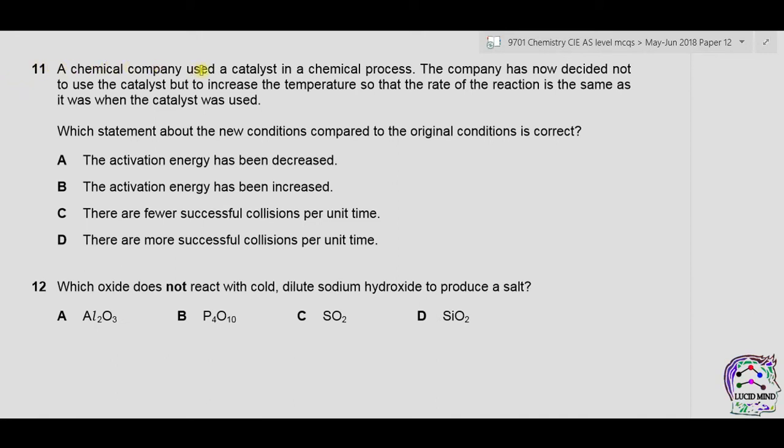Question 11. A chemical company used a catalyst in a chemical process. The company has now decided not to use the catalyst but to increase the temperature so that the rate of reaction is the same as it was when the catalyst was used. So they have increased temperature instead of using catalyst. Which statement about the new conditions compared to the original conditions is correct? In original conditions we had catalyst. In new conditions we have increased temperature. And no catalyst is present.